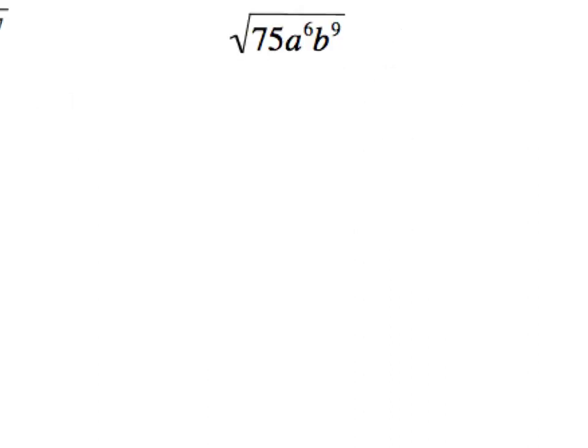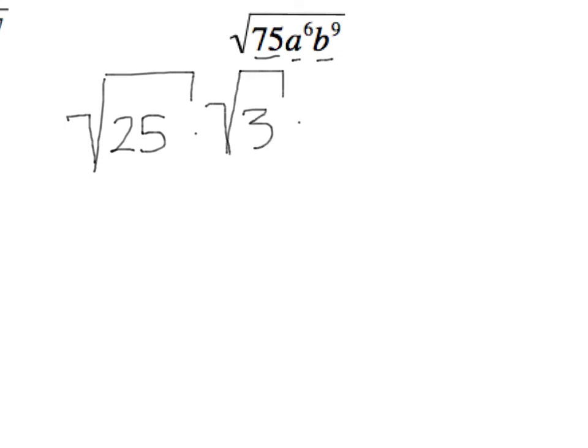All right, let's take everything we learned in this video and apply it to this problem. So I've got the square root of 75, a to the 6th, b to the 9th. First thing I need to do here is break all three of these things, the 75, the a to the 6th, and the b to the 9th, into perfect squares. So the square root of 75, I'm going to break that into perfect squares, so that's going to give me the square root of 25 times the square root of 3.